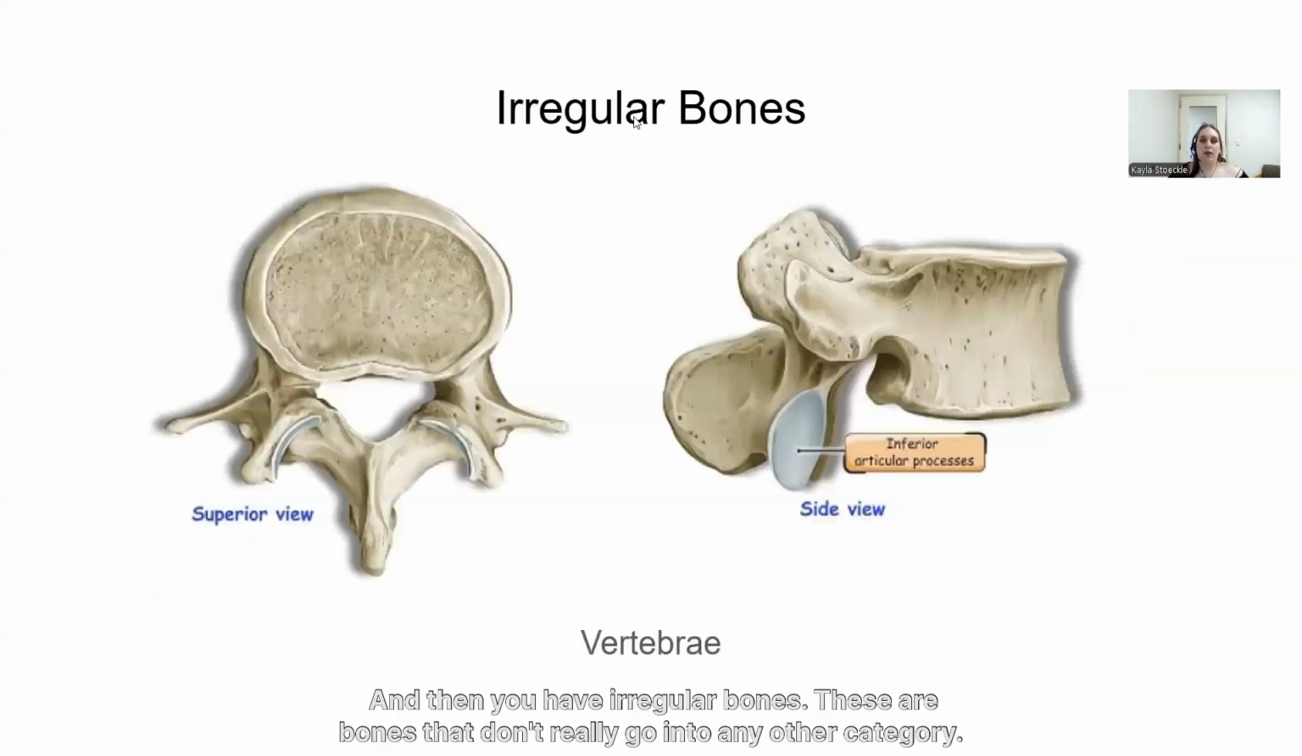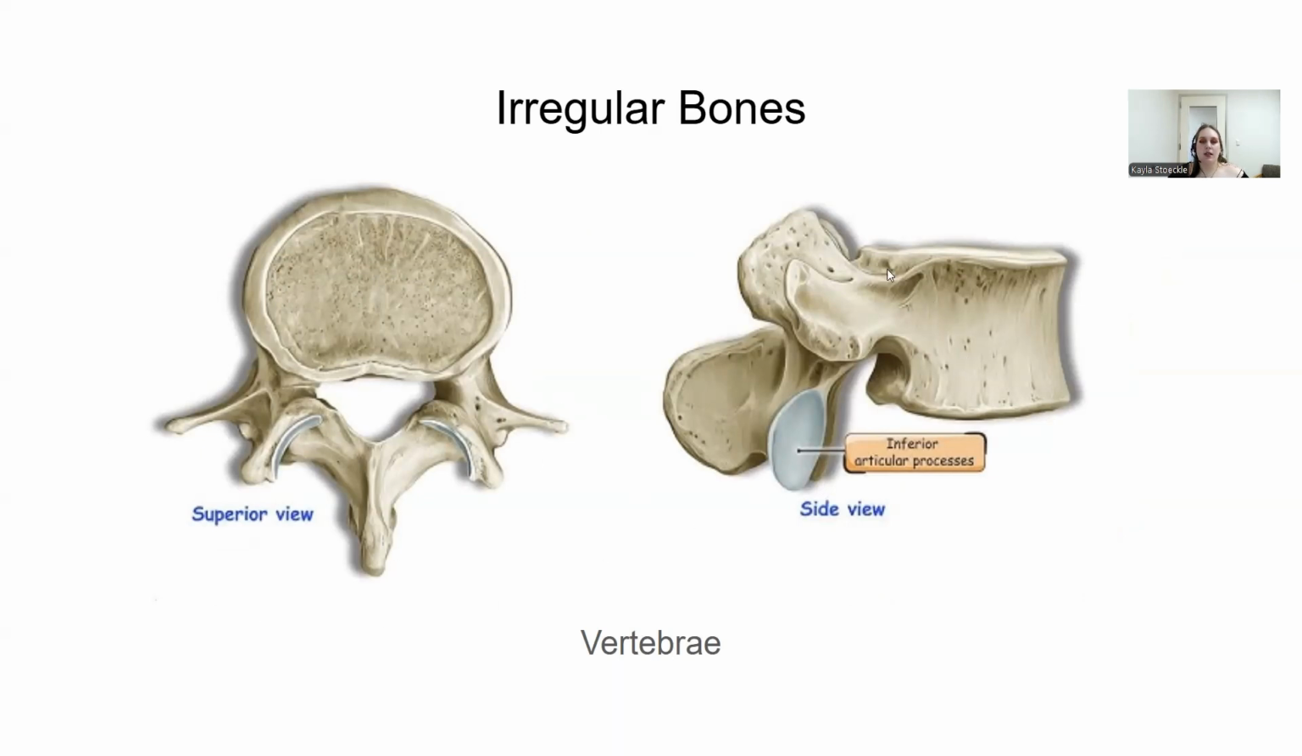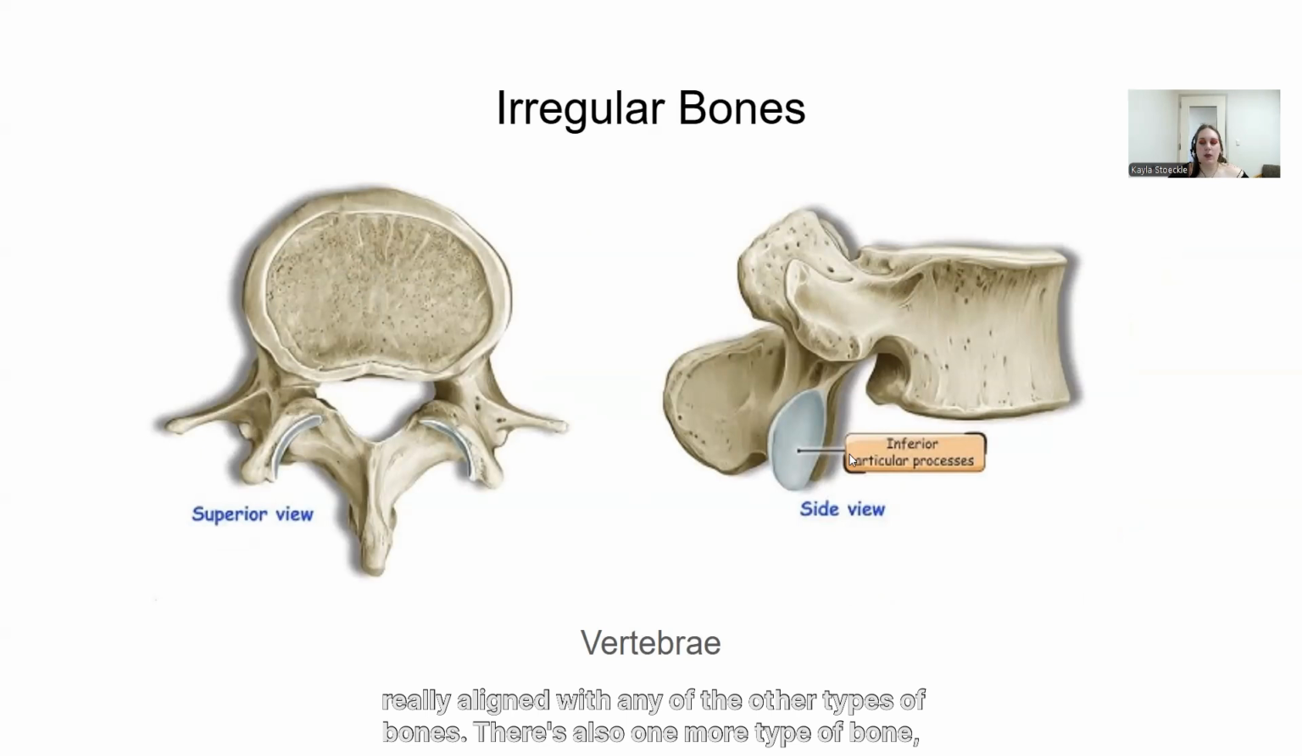And then you have irregular bones. These are bones that don't really go into any other category. The main example of irregular bones are vertebrae, as they have a very specific structure that is not really aligned with any of the other types of bones.